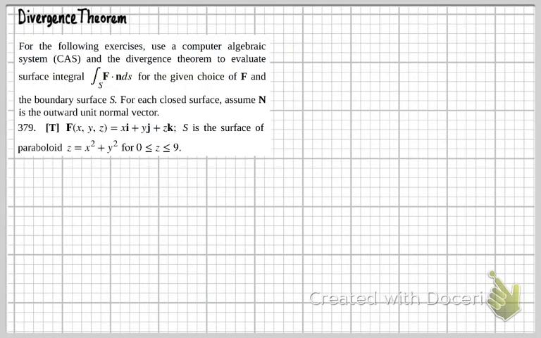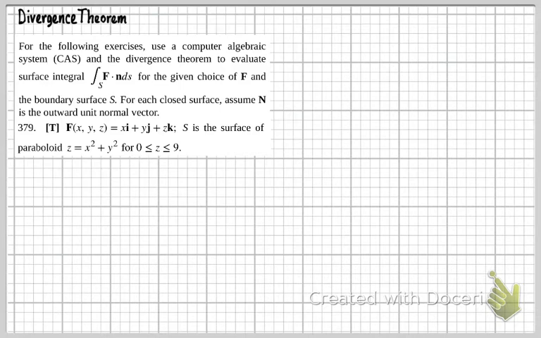So here we go. It says, for the following exercises, use a computer algebra system and the divergence theorem to evaluate the surface integral of F dot N dS for the given choice of F and the boundary surface S. For each closed surface, assume N is the outward unit normal vector. So 379 says, let F(x,y,z) equal x i plus y j plus z k. S is the surface of the paraboloid z equals x squared plus y squared for z between 0 and 9.